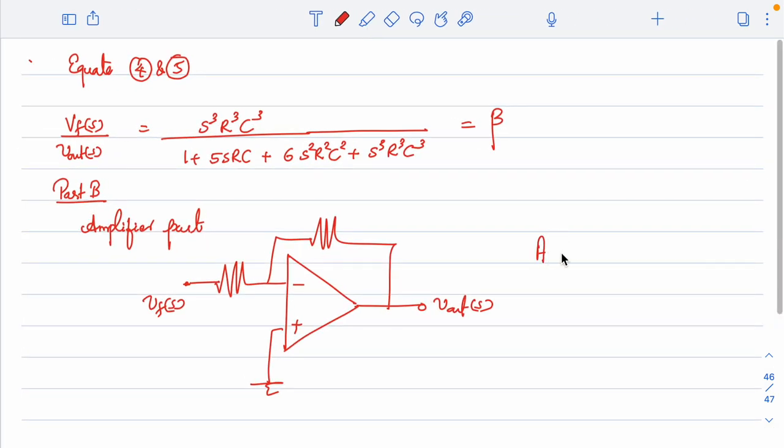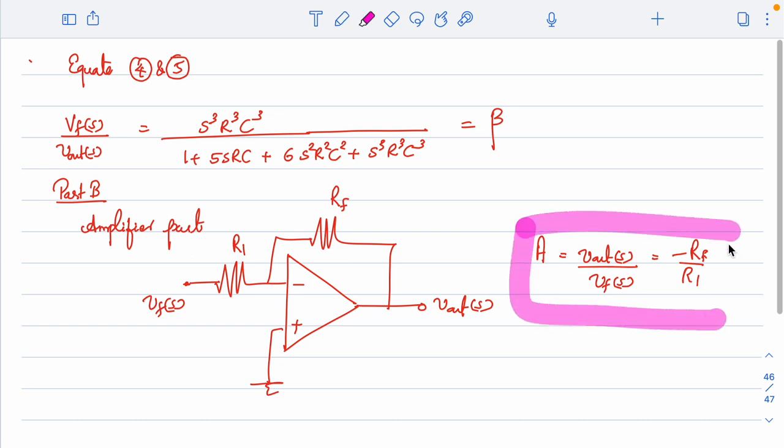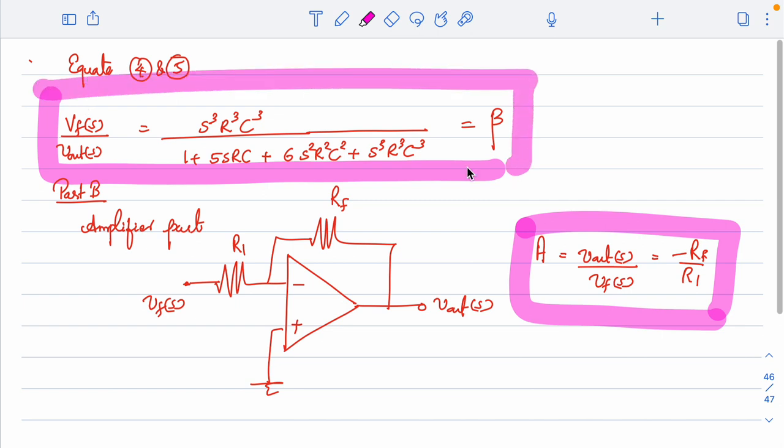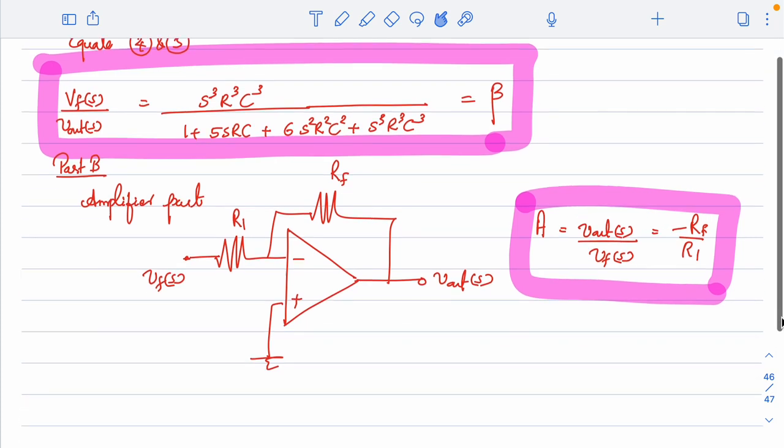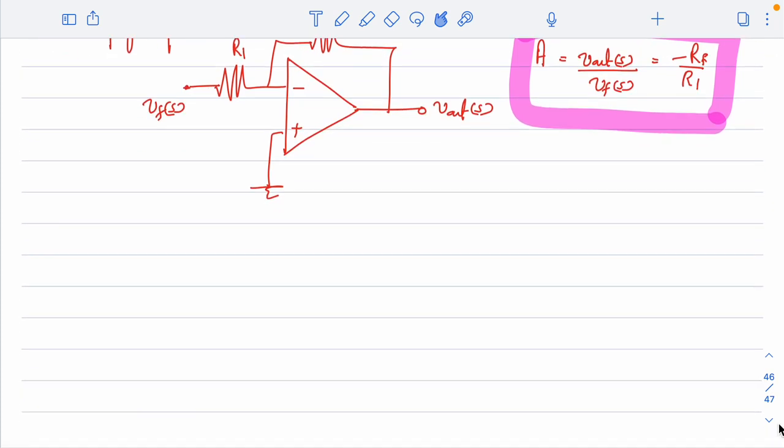What is gain here? Gain can be written as V out of s divided by Vf of s, which is nothing but, if this is Rf and this is R1, minus Rf by R1, right? So here I have the expression for A. Here I have the expression for beta. Now, to make this circuit an oscillator, I need to enforce the condition. What is the condition? Your A beta should be equal to 1.